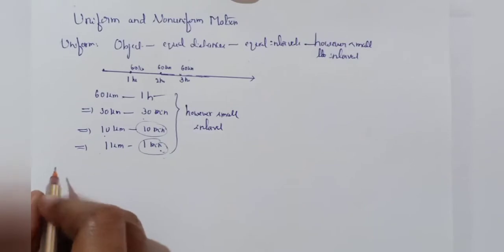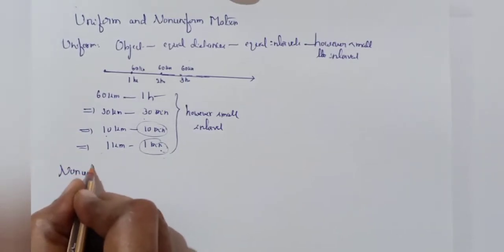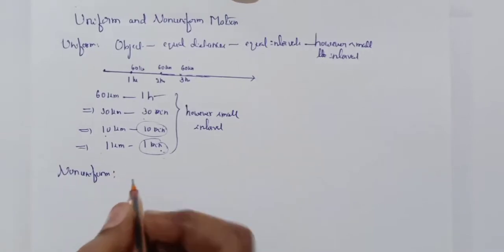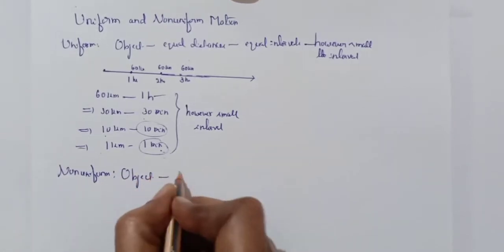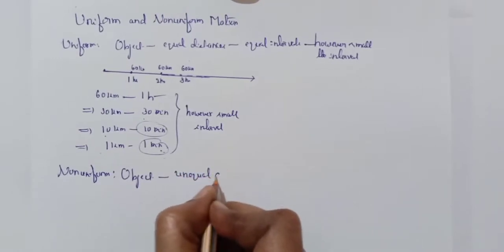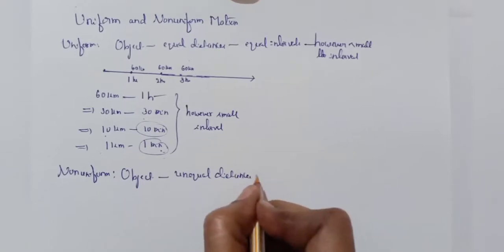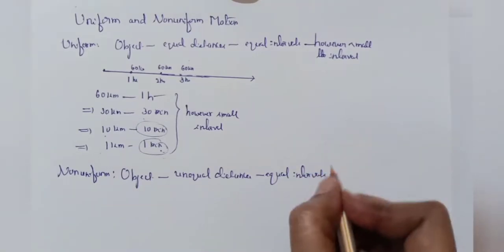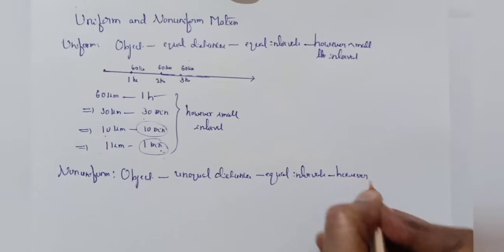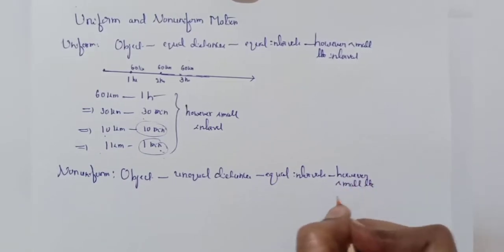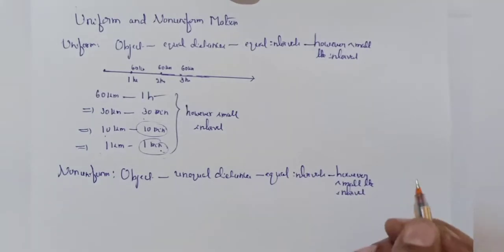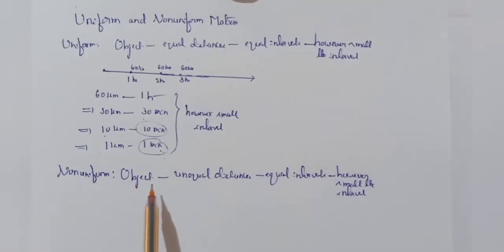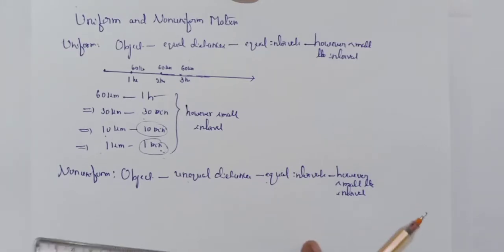The next, non-uniform motion. If an object covers unequal distances in equal intervals of time, however small the interval may be, then the motion of the object is said to be non-uniform.